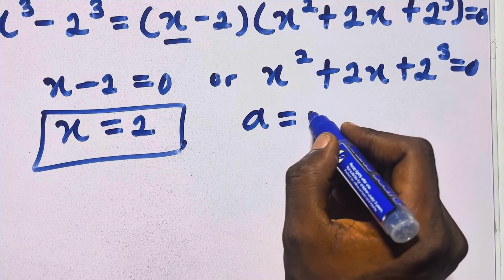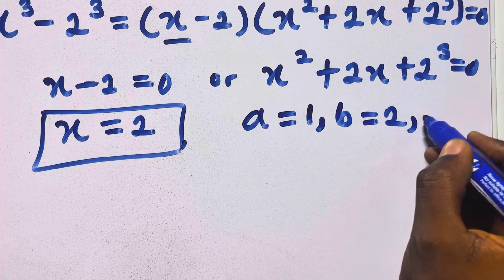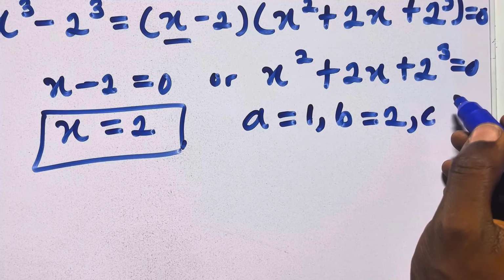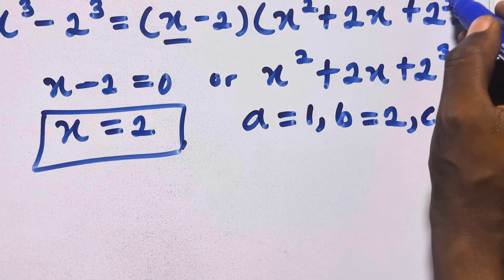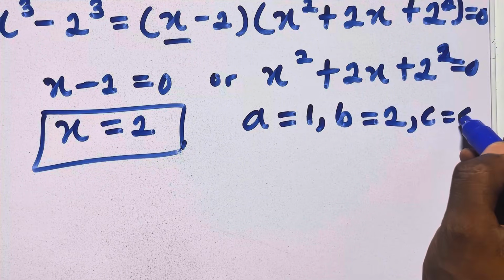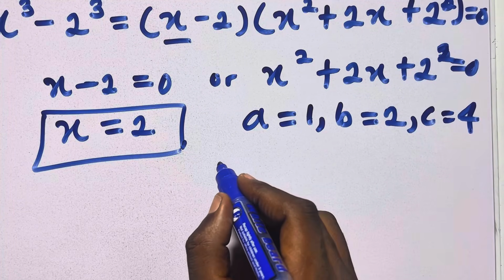So if you see, our a, the coefficient of x squared, is 1. B, our coefficient of x, is 2. And our c, which is the constant, is this will be square and this will be square. So our c will be 4.